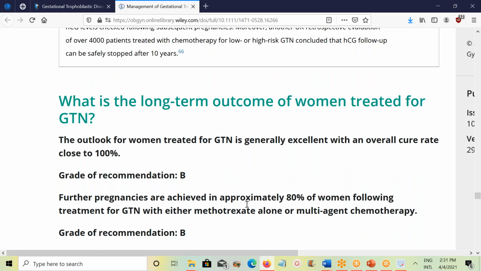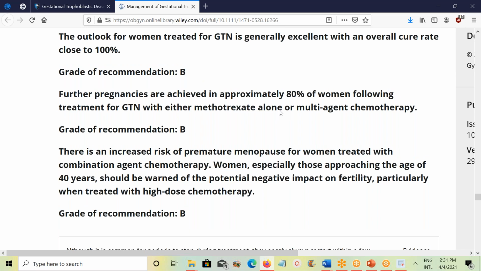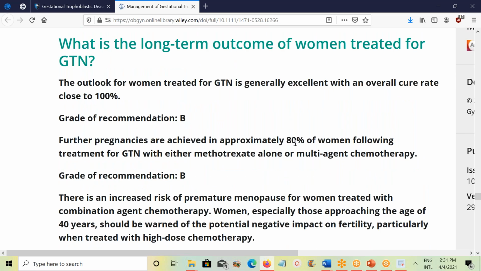Further pregnancies are achieved in approximately 80% of women following treatment for the GTN with either methotrexate or multi-agent therapy in both conditions. So she's getting single agent or multi-agent therapy. They are going to have a good birth rate, that is 83% exactly, given in the paragraph. Menses will stop during treatment, but nearly always they will start menstruating within 4 weeks to months after the chemo completion.